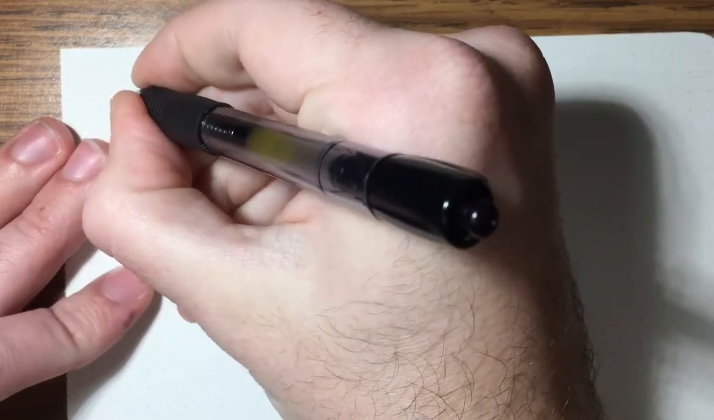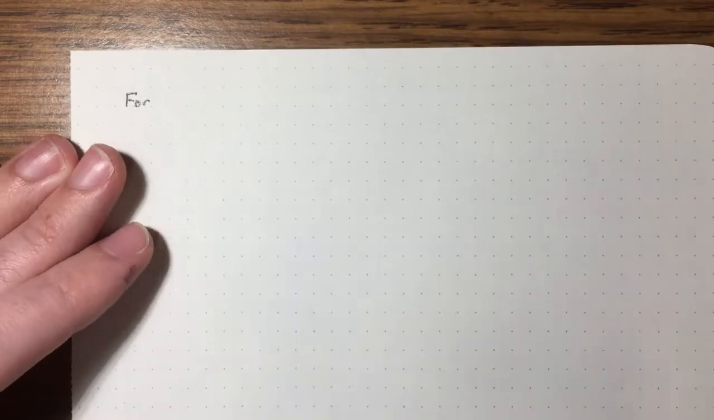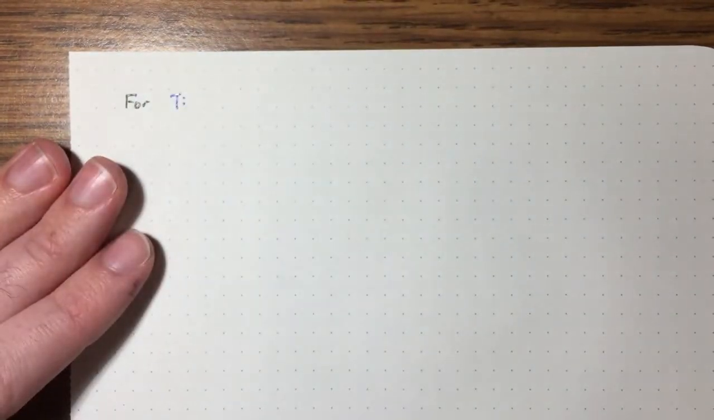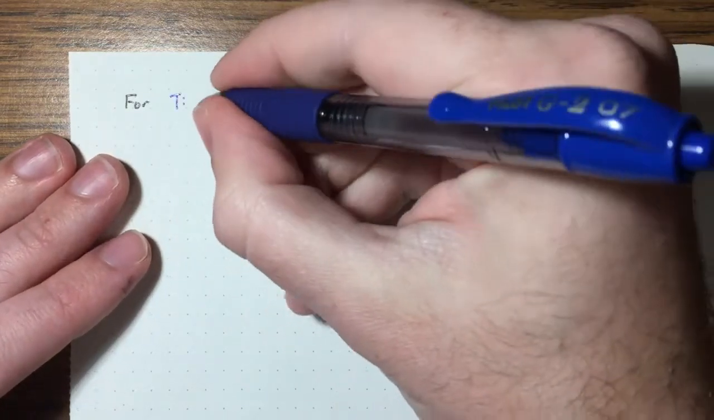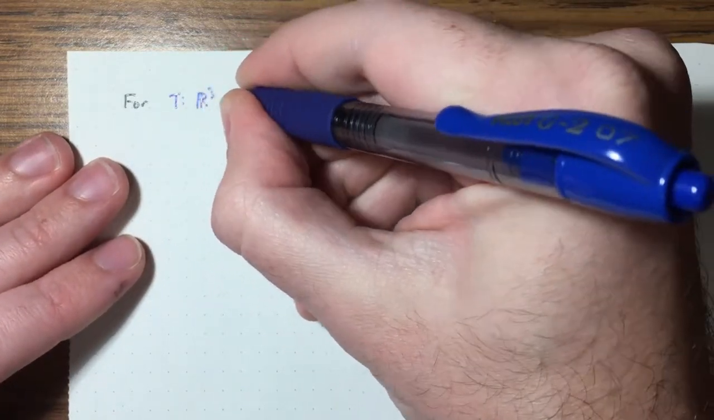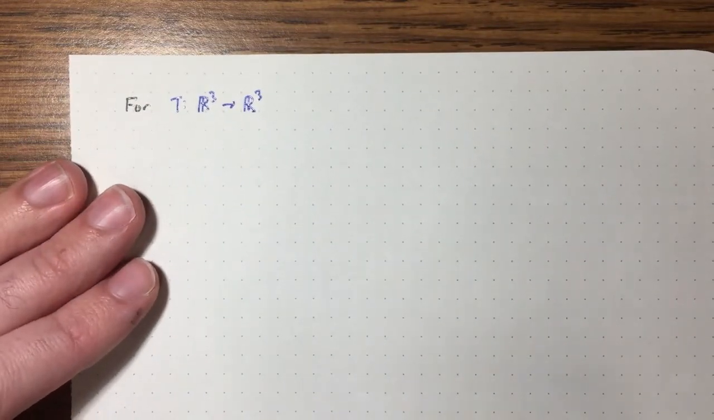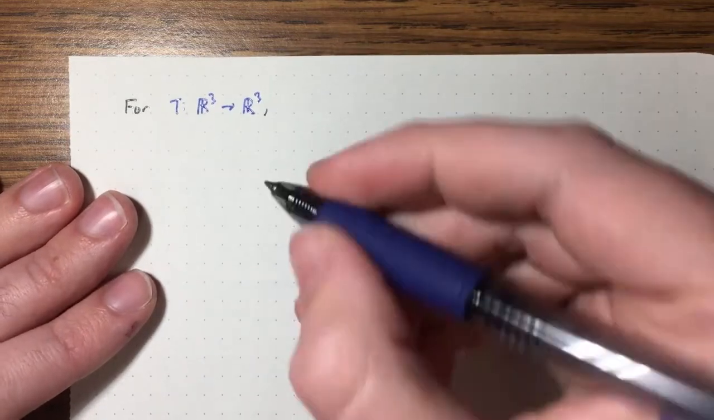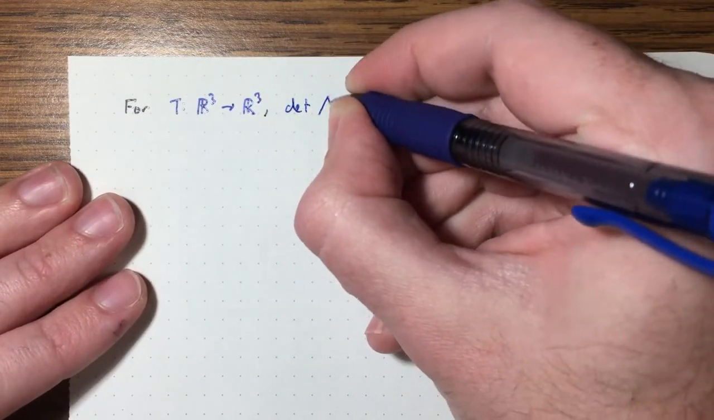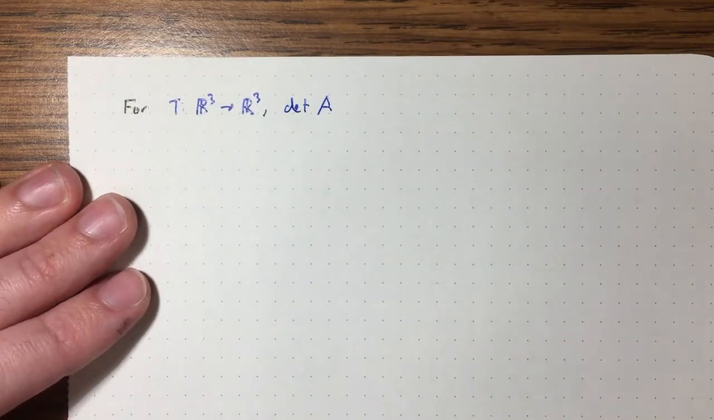So what about 3 dimensions? As usual, it's going to be harder to imagine for greater than 3 dimensions, and we're just going to have to rely on the mathematical formula. But let's say we have a transformation from R3 to R3. Again, we're just going from the same space to the same space. So what's the determinant of a matrix A associated with the transformation?